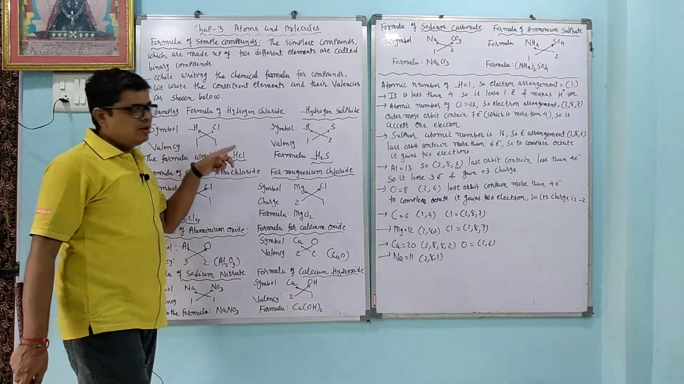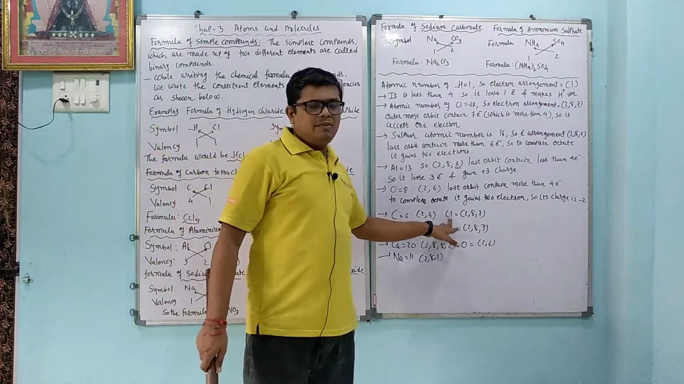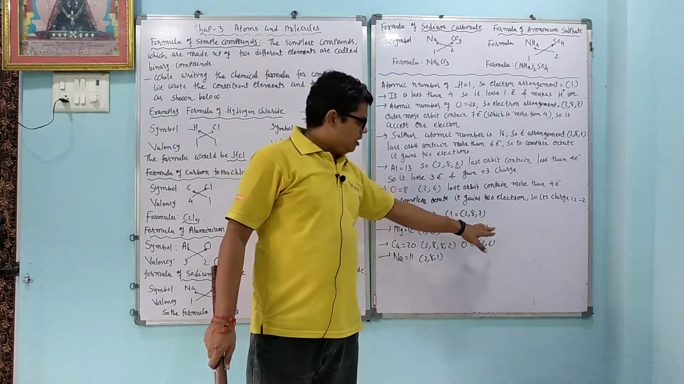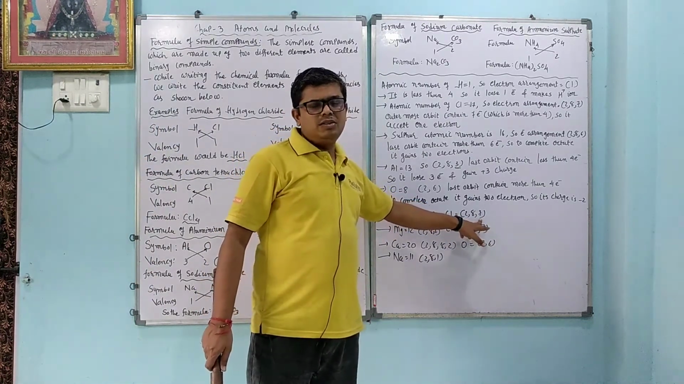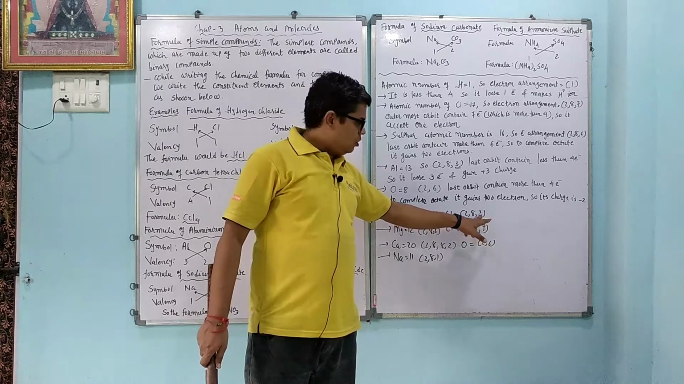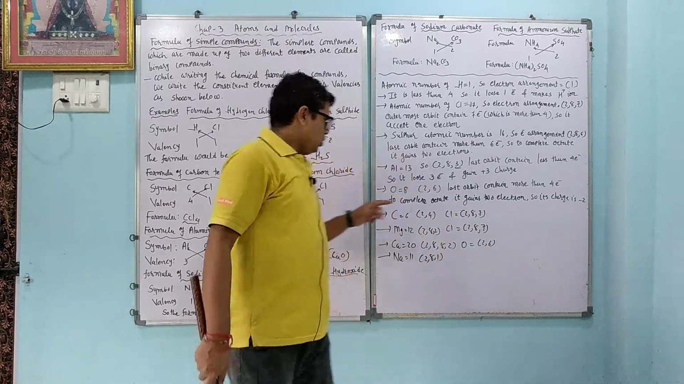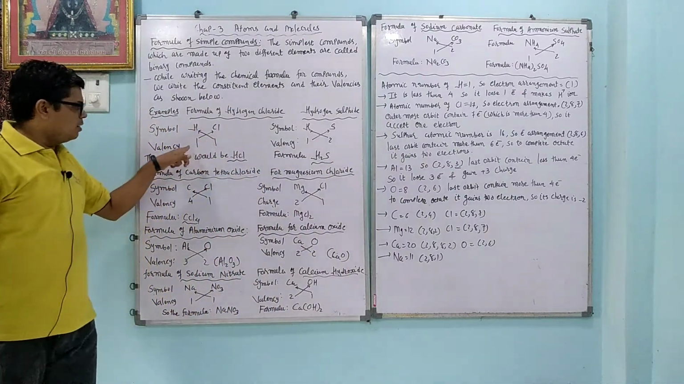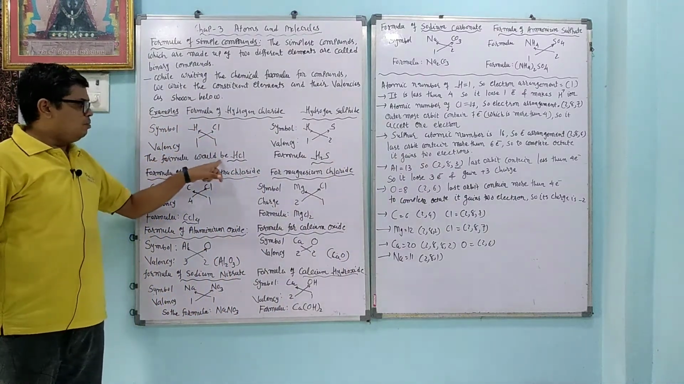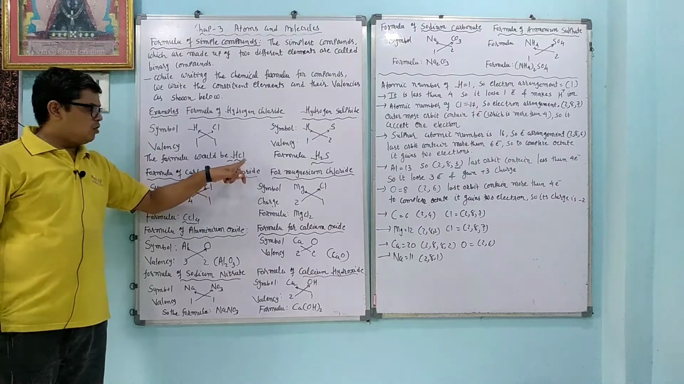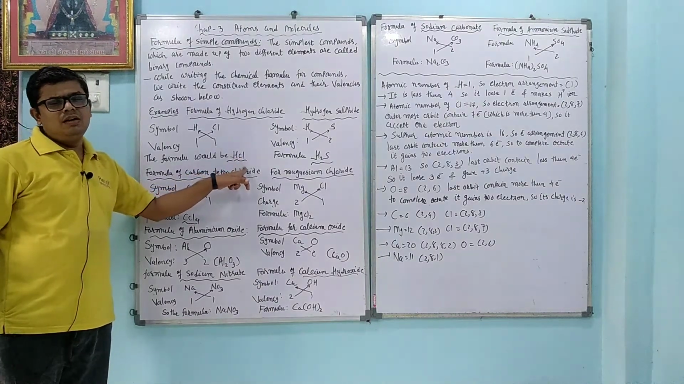Same way, chlorine's valency is 1. How do we know? Because chlorine's atomic number is 17, so we write 2, 8, 7. The last orbit contains how many electrons? 7 electrons. It is more than 4. To complete 8, how many electrons are required? 1. So chlorine's valency is 1 here. We do cross multiplication, so the formula would be HCl. We do not write H1Cl1, we simply write HCl.